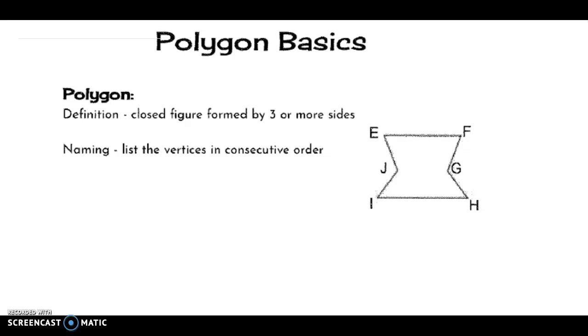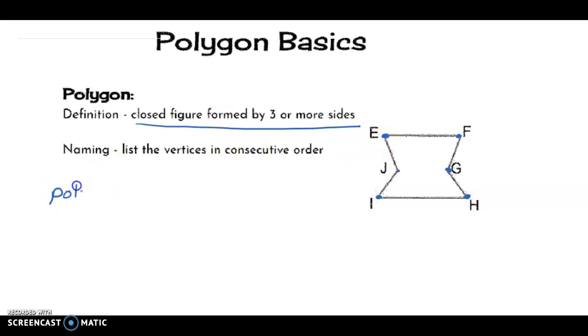Okay, so the first thing we're going to do is talk about how we name these polygons. Now just a reminder, a polygon is a closed figure formed by 3 or more sides. So it's fully enclosed. And we name polygons with respect to their vertices. So each one of these where 2 sides meet is a vertex, and the plural for vertex is vertices. And we are going to go in consecutive order, all the way around. Now we can go clockwise or counterclockwise, it doesn't matter.